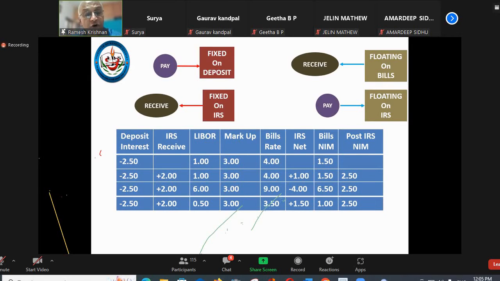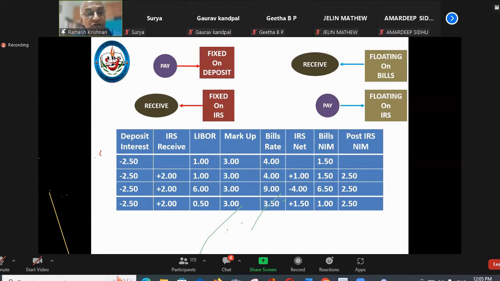Similarly, instead of going up, if LIBOR comes down to 0.50, you will continue to discount the bill at 3% plus 0.5, 3.5. So 3.5 minus 2.5, your bill is 1% net. And IRS, you received 2%, you paid 0.5%. So IRS also gave you a net of 1.5%. So total IRS net 1.5 plus bill net 1%, again 2.5.